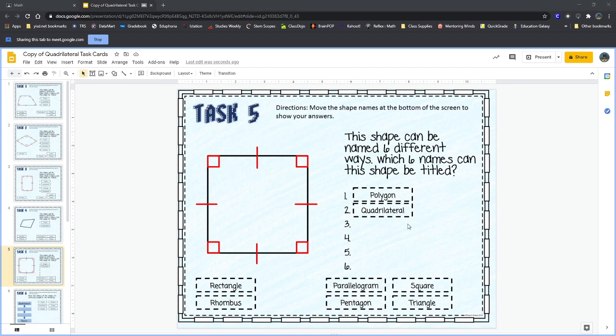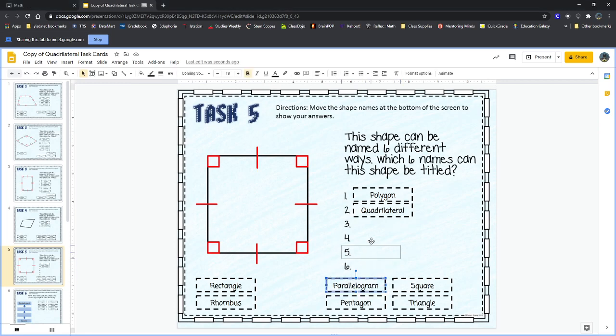And for this shape, still four other names that would match this shape. One of them would be parallelogram, because it's got two pairs of parallel sides. The left side and the right side are parallel. The top and the bottom are parallel.